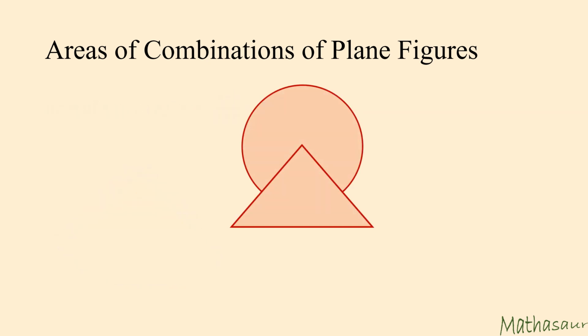Let us look at this figure. We can see a part of a circle and a triangle. Now the part of the circle is also known as a sector of the circle. We know how to find the area of this sector. Now the other part of this figure is the area of this triangle. So if we add these two areas, then we could find the area of this combination. We could apply the formula for both these areas.